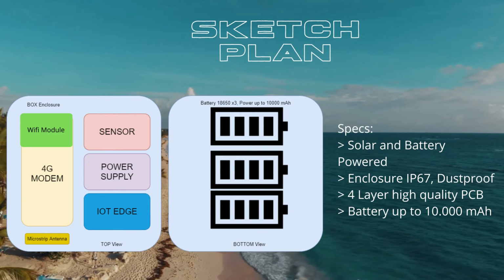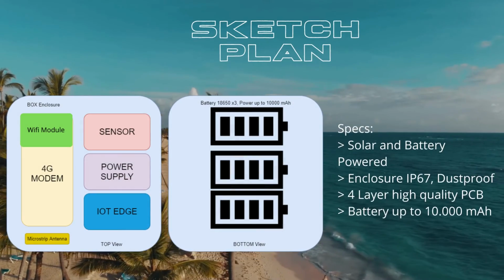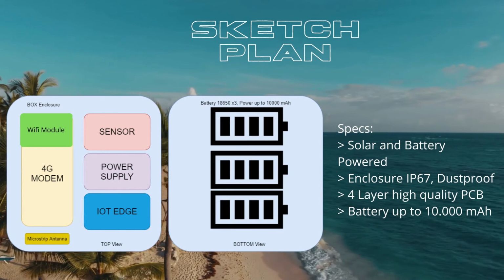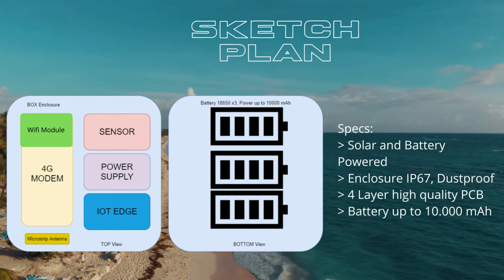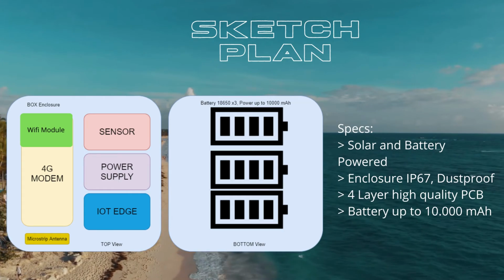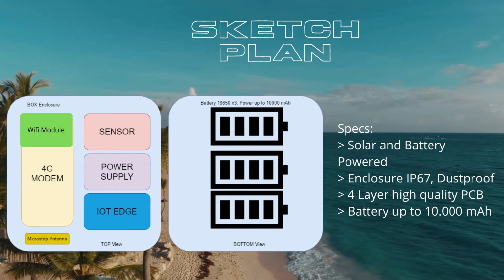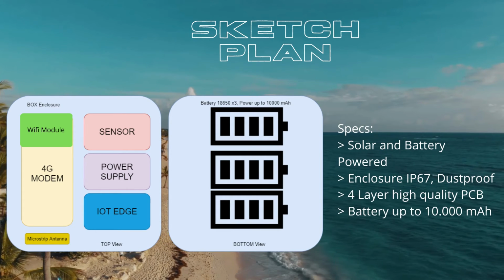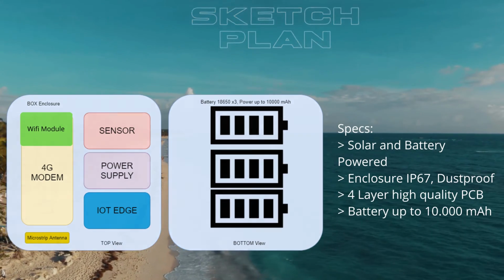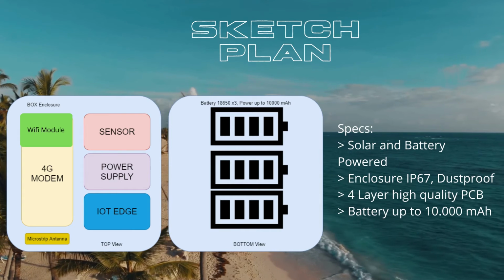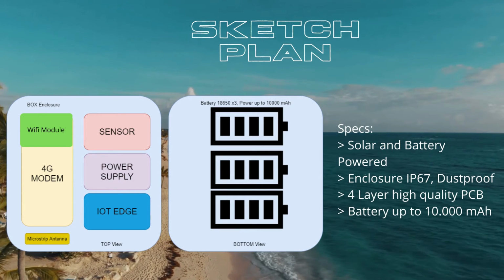If we take a look at the bottom of our PCB, some batteries will be put there that are capable of up to 10,000 milliampere hour. And here are our specifications. This sensor IoT Edge will be powered with solar and battery, and it has an IP67 enclosure, which is dust proof and waterproof. And the PCB will be built on a 4-layer high quality PCB and a battery of up to 10,000 milliampere hour.